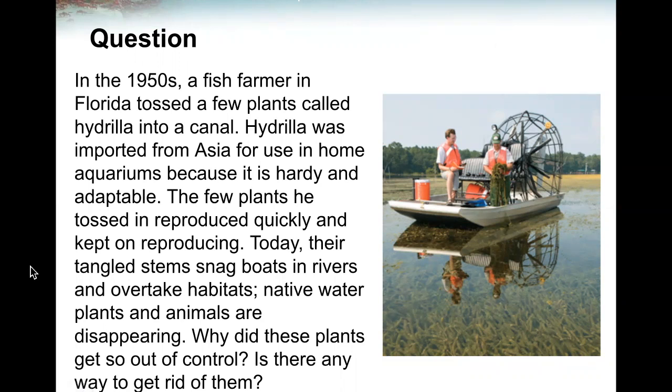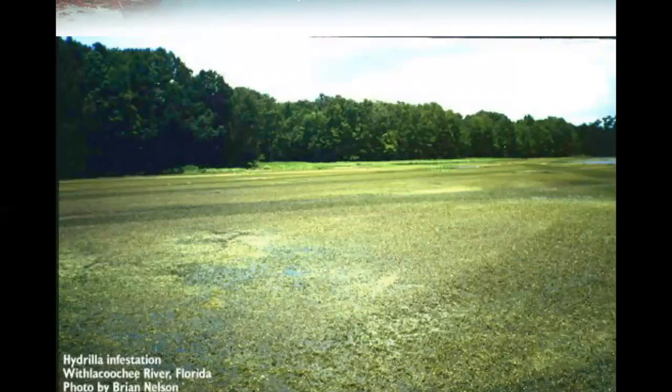Today, their tangled stems snag boats in rivers and overtake habitats. Native water plants and animals are disappearing. Why did these plants get so out of control? Is there any way to get rid of them? This is a hydrilla infestation in the Willacoochee River in Florida.